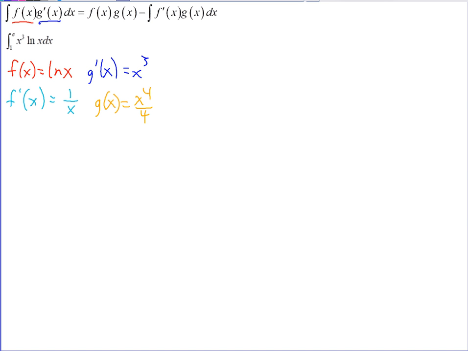So this integral is going to equal f times g, so natural log of x, times g of x we just figured out is x to the fourth over 4, minus, oh, and this is a definite integral, notice, so this part is the part that's already integrated, that's going to be evaluated from 1 to e, and then minus the integral from 1 to e of the two we just found, 1 over x, or f prime of x times g of x is x to the fourth over 4.